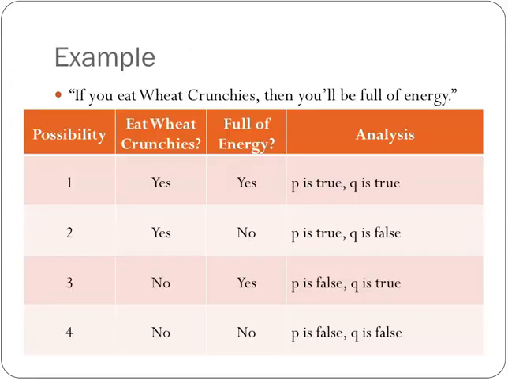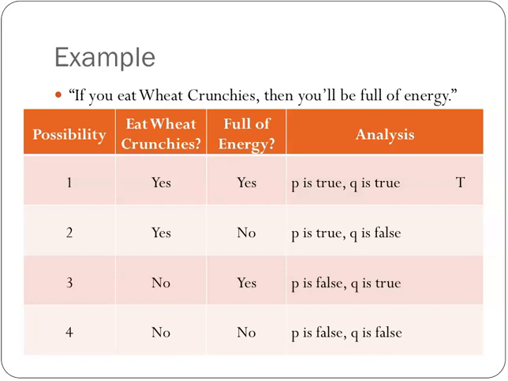All right, let's take a look at an example here. If you eat wheat crunchies, then you'll be full of energy. Now, there are four different possibilities that could actually happen, depending on whether or not the first statement is true and whether or not the second statement is true. Let's take a look at each one at a time. The first possibility: did you eat wheat crunchies? Yes. According to the statement, if you eat wheat crunchies, will you be full of energy? Yes. So if P is true, Q is true. According to the statement, this would be a true statement.